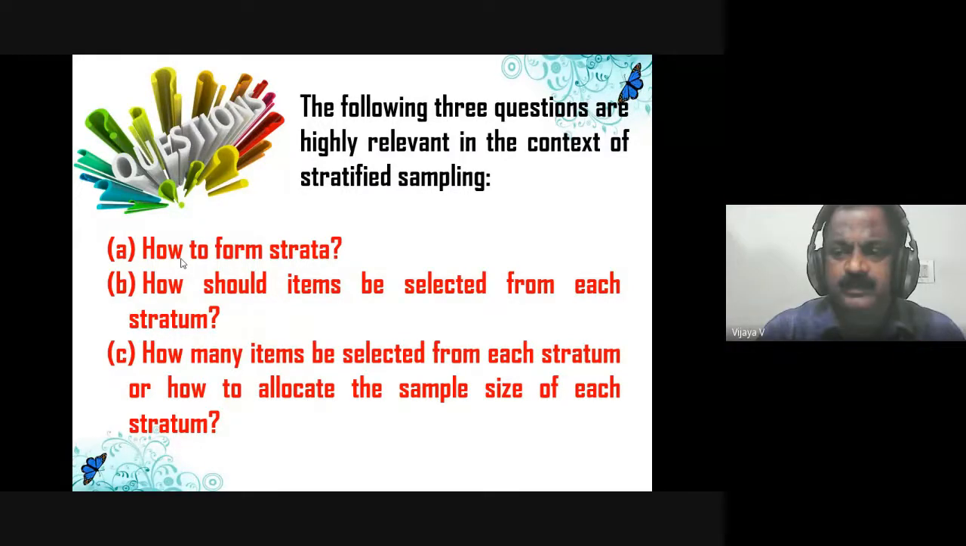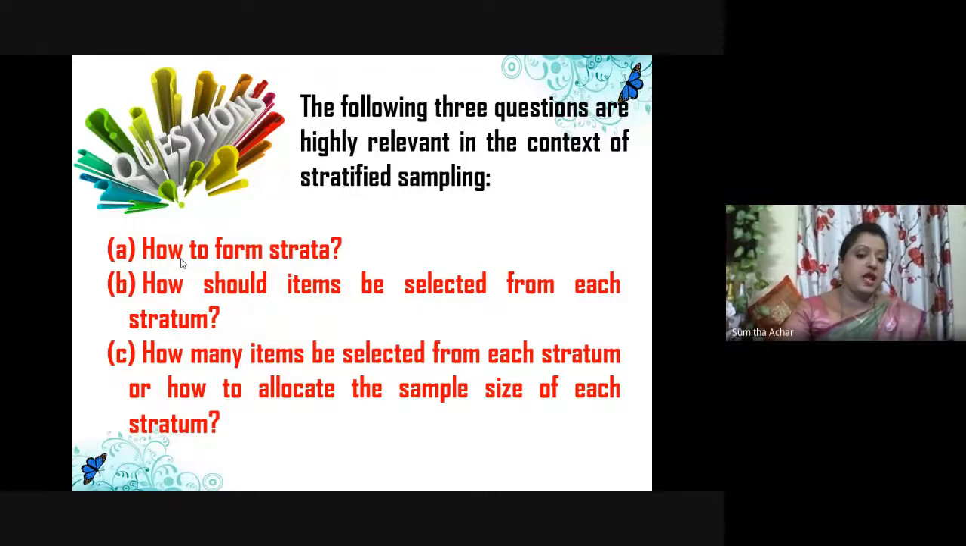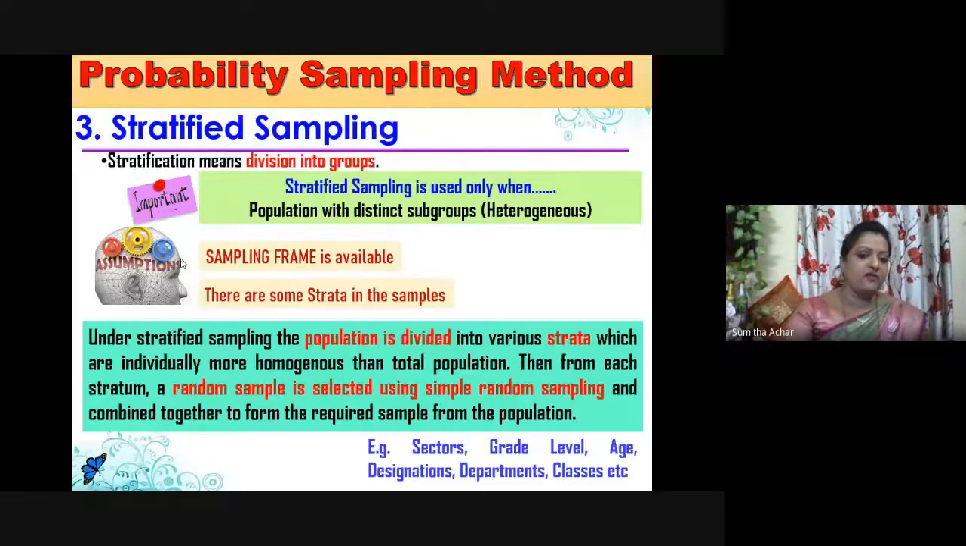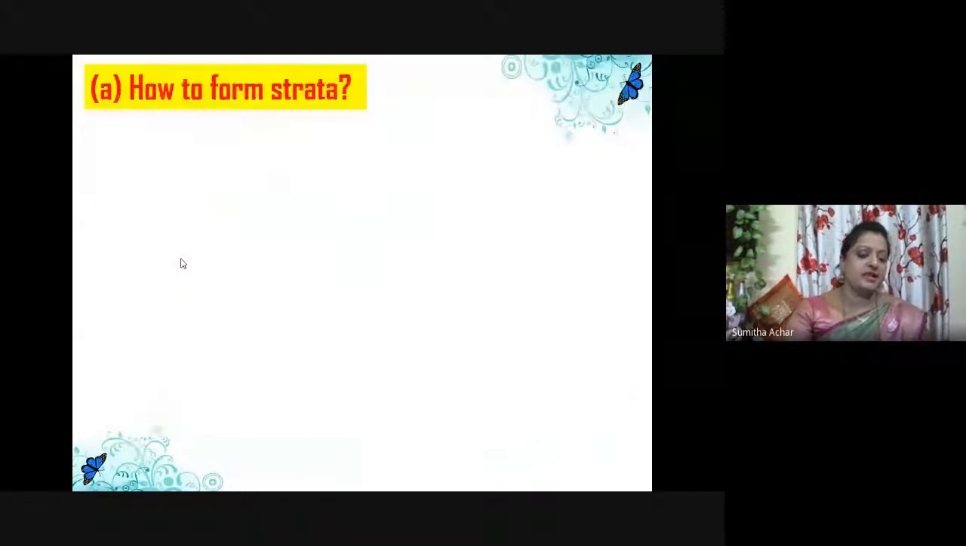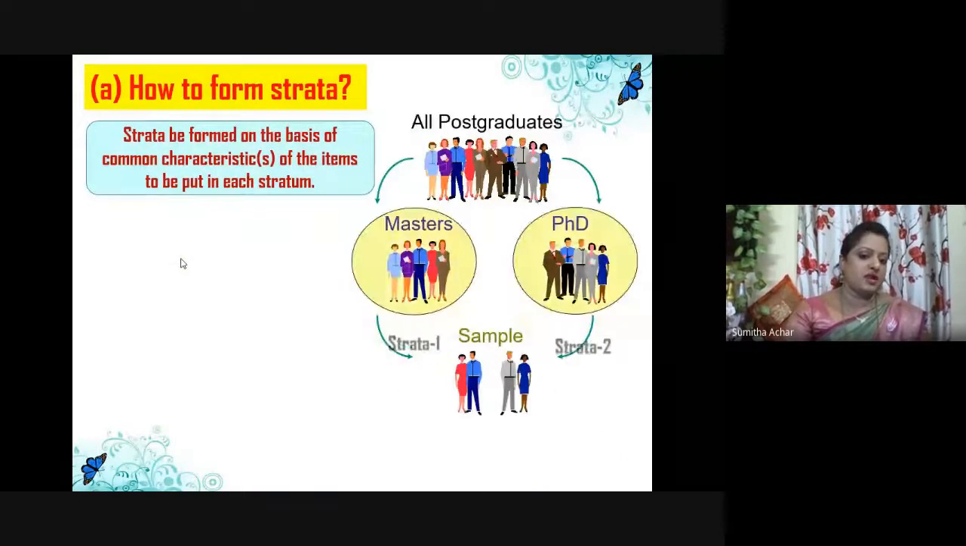So here the question that comes is, there are 3 important questions. First, how to form the strata. Second, how should the items be selected from each stratum? Third, how many items can be selected from each stratum, right? I'm sure this was a question in your mind as well when I defined the stratified sampling technique. First one, how to form the strata, right?